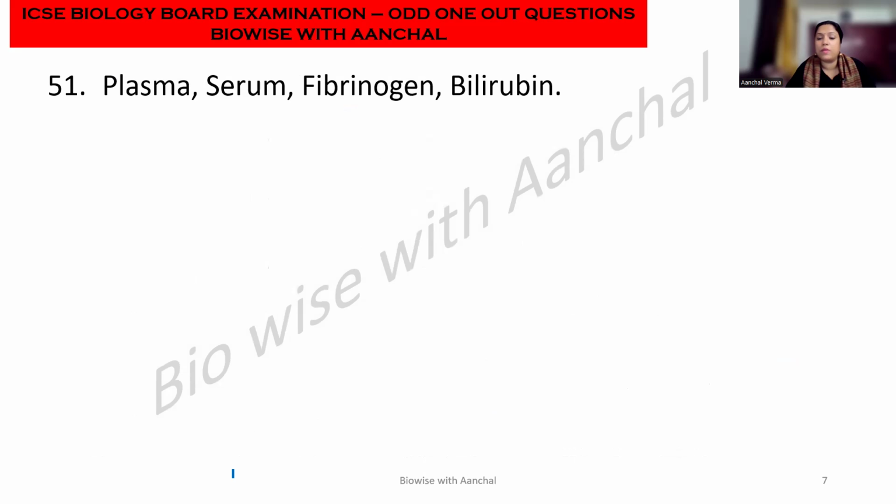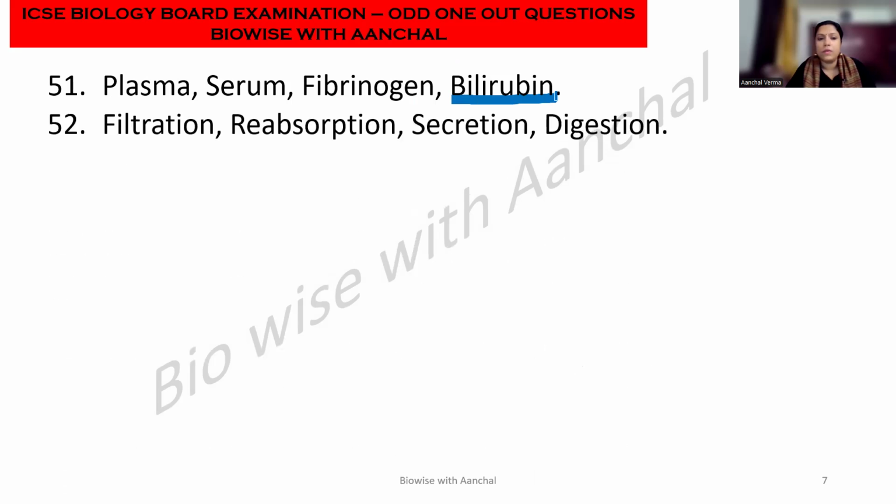Plasma, serum, fibrinogen, and bilirubin. Now here serum, plasma, then fibrinogen, these are all the components of the blood. But bilirubin is a pigment produced by the liver, or a waste product produced by the liver. Filtration, reabsorption, secretion, and digestion. Here, the odd one out is digestion because the rest are all the steps of urine formation.